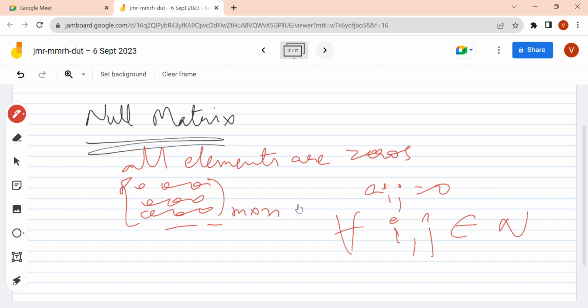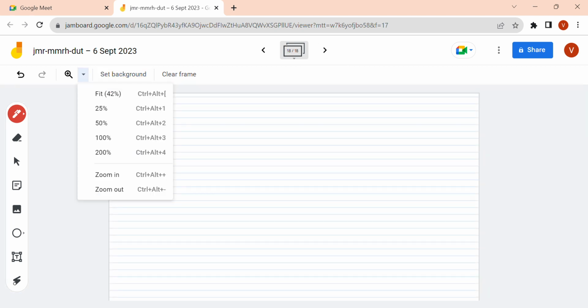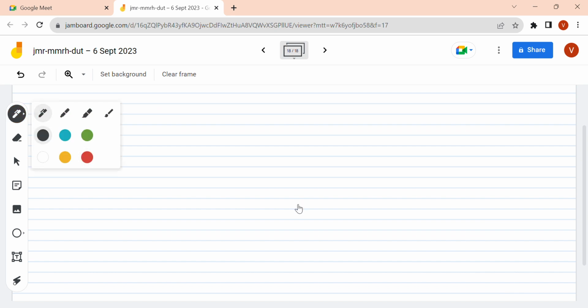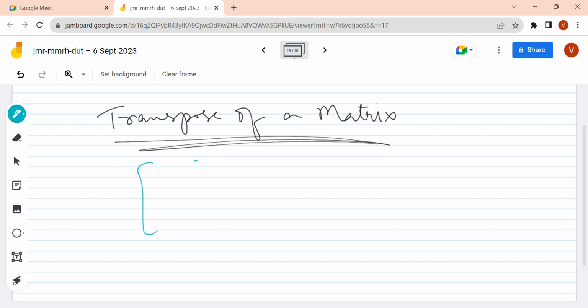Then we will discuss about transpose matrix. Please take a screenshot of it. What do you mean by a transpose of a matrix? Transpose of a matrix. What do you mean by this? Transpose of a matrix is nothing but there is a matrix, let's say m by n, where rows are m and columns are n.